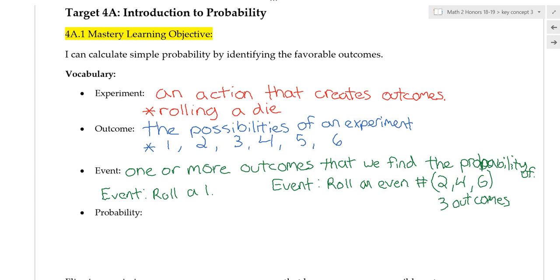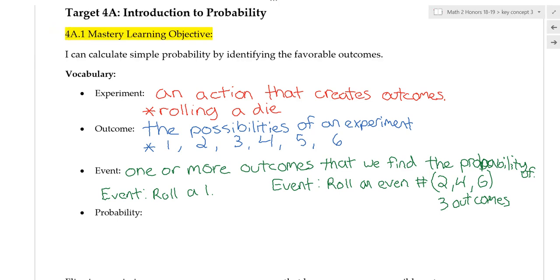A list of outcomes is also called our sample space. So we can list every single thing that could happen. And an event, I can choose one or more things to happen, and that's what I'm going to find the probability of.